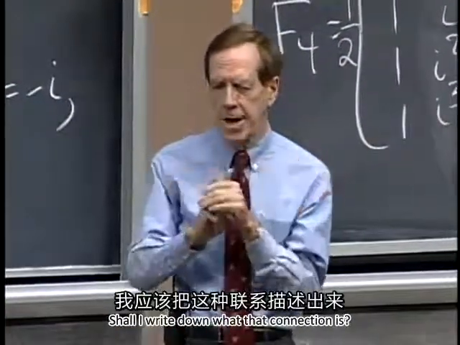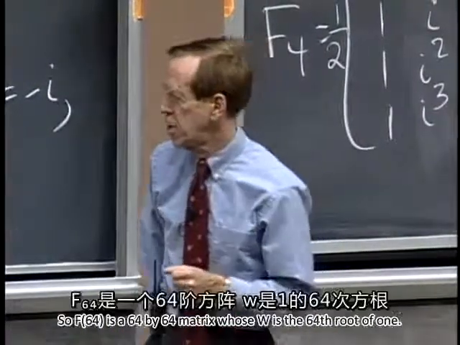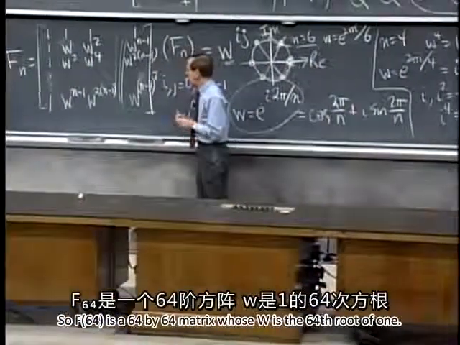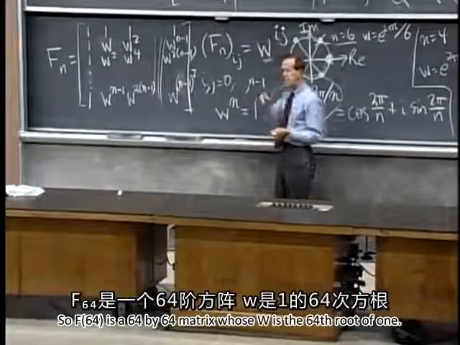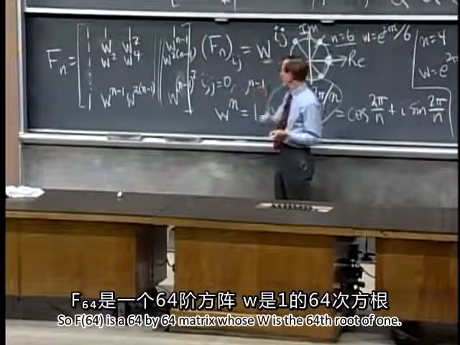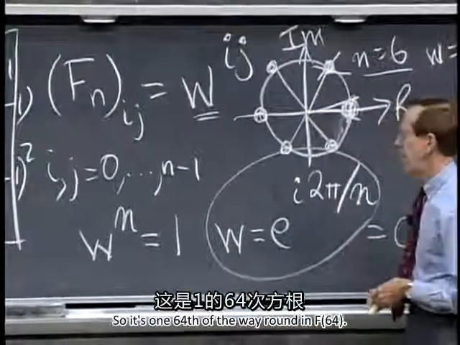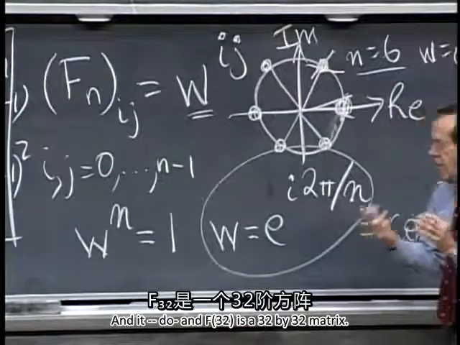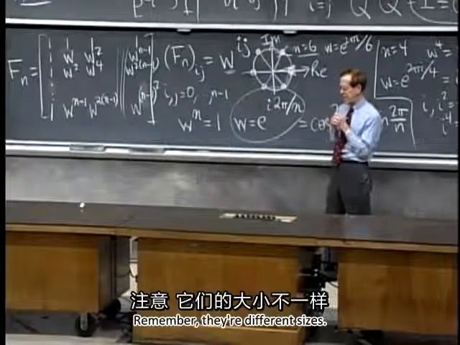Shall I write down what that connection is? What's the connection of F64 to F32? So F64 is a 64 by 64 matrix whose W is the 64th root of 1. So it's 1/64th of the way around in F64. And F32 is a 32 by 32 matrix. Remember, they're different sizes.